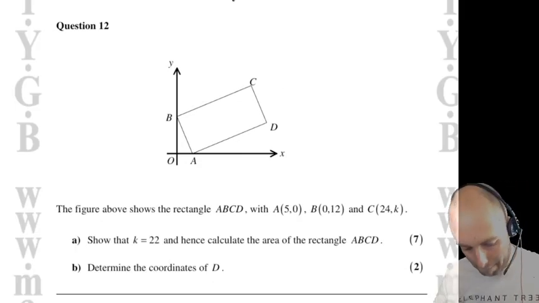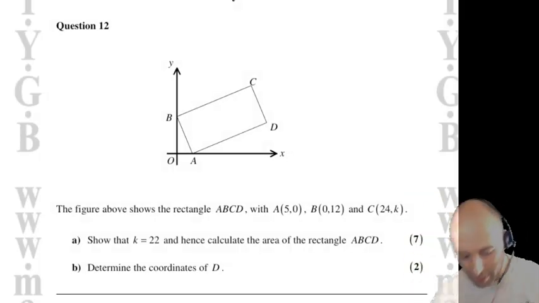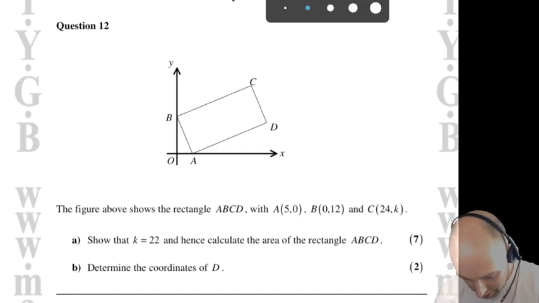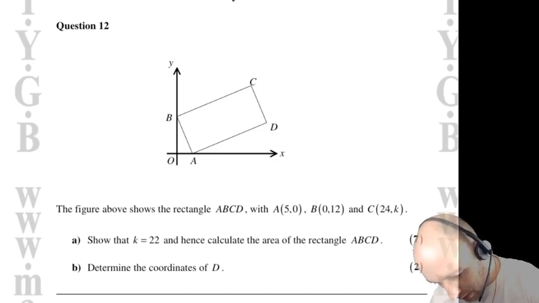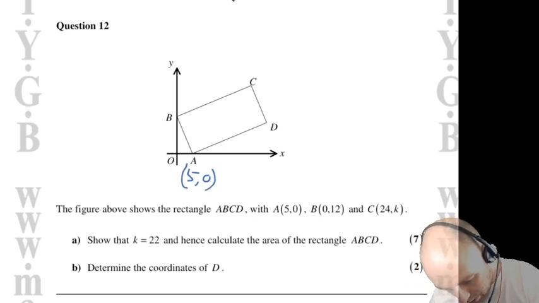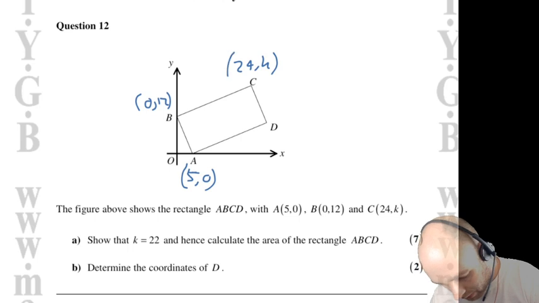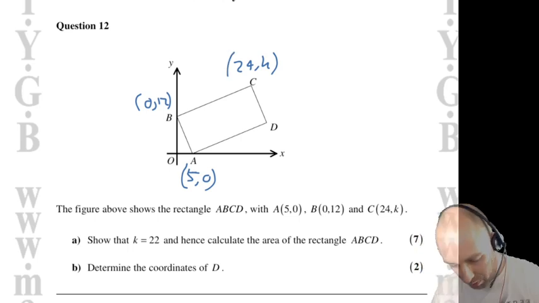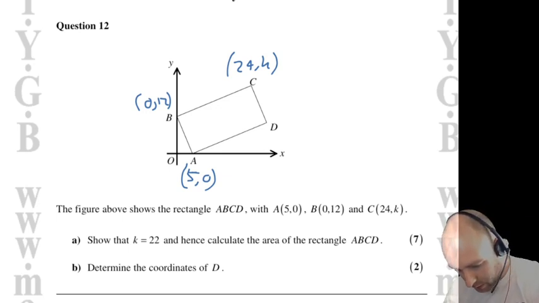All right. Okay, I didn't see any comments on this one, so I take it this one's quite difficult. We've got a rectangle ABCD. A is 5, 0. Let's add some details to the sketch they've given us. B is 0, 12. C is 24, k. And D, we want to find D in a minute. Show that k is 22.